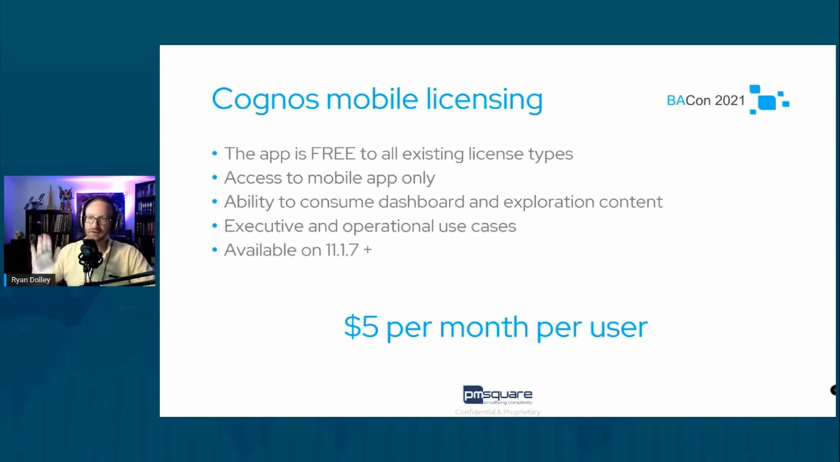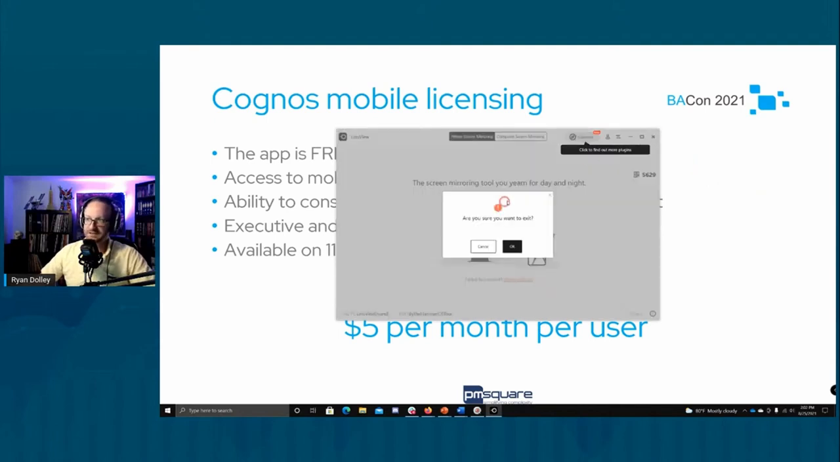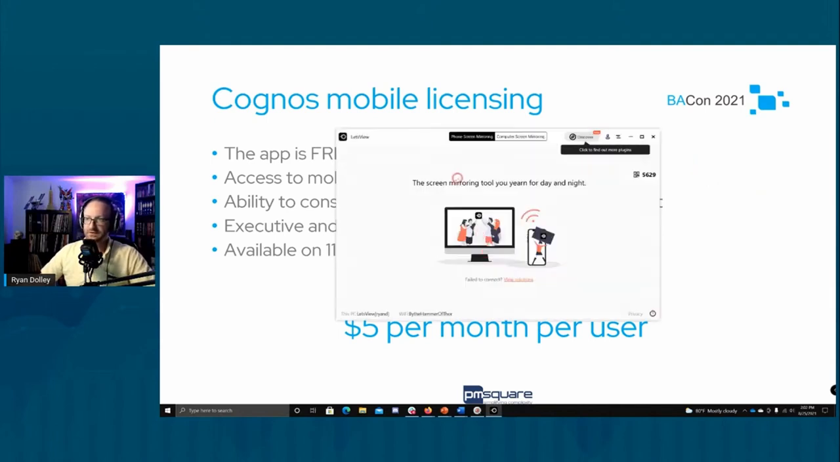So if you're on-prem on a version below 11.1.7, this mobile app is not going to work. You need to get to 11.1.7 or 11.2 and any of the 11.2 releases. The cost for this license is $5 per user per month. So it's pretty inexpensive. And if you think you have a worthwhile mobile use case, it's easy to acquire a few of these licenses and give it a shot. You don't need to give people full-blown Cognos access just to use the mobile device. It's something I really, really appreciate about the way IBM is trying to roll this out.